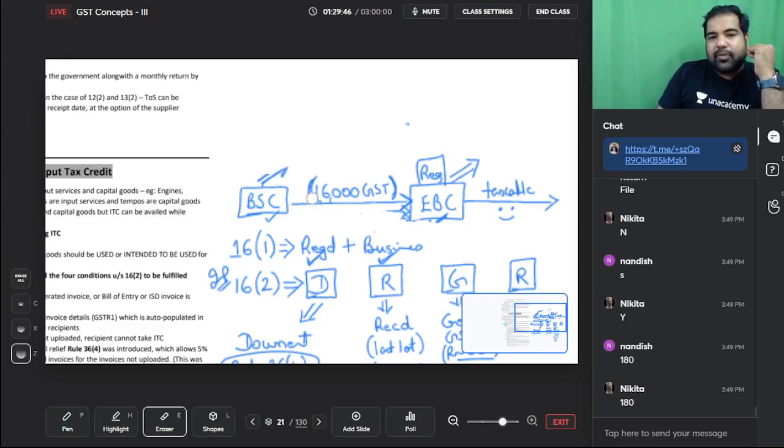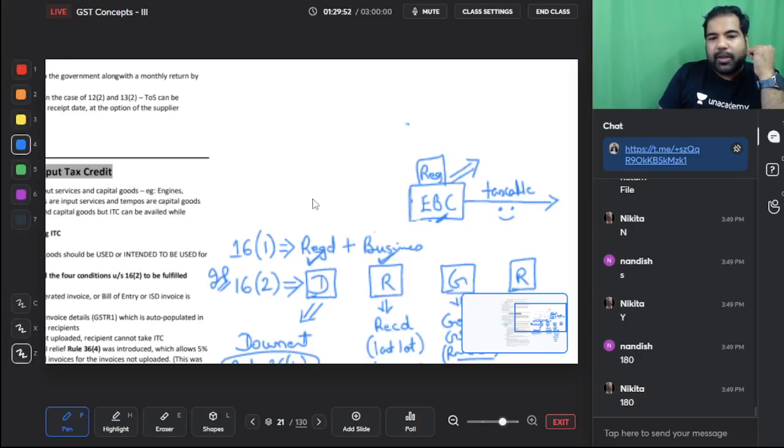Next guys, let's forget battery supply company. Let's say electric bike company has bought a truck. The truck is for 10 lakh rupees. And on that GST is 1,60,000 at 16%, or 1,80,000 at 18%.